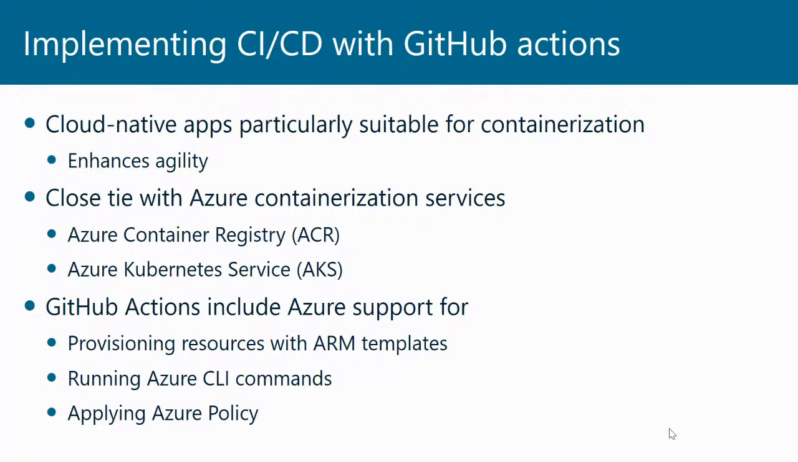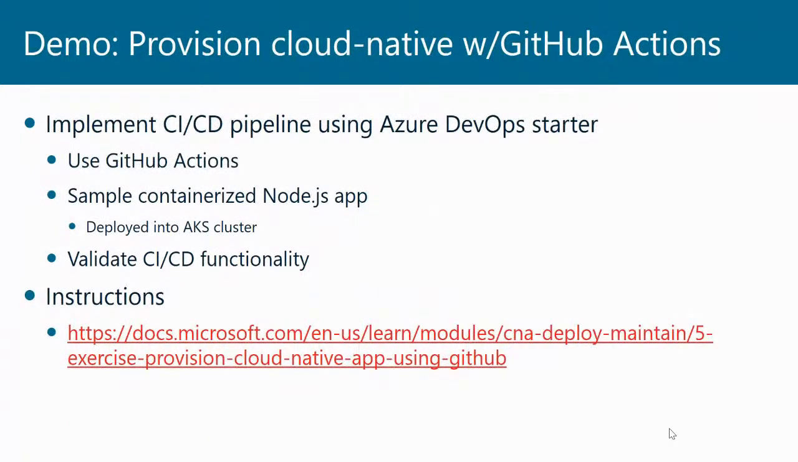And then Azure has its own Kubernetes service, AKS. By the way, AWS has their own as well, EKS. So both of the major cloud vendors, of course, tend to offer the same things, and they both have Kubernetes services. That should give you an idea of how popular Docker and Kubernetes are. GitHub Actions include Azure support for provisioning resources with ARM templates. So I just demoed that to you. Running the Azure CLI commands, I demoed that as well, and applying Azure policy, which is what we're going to be looking at next. Let's do this next one.